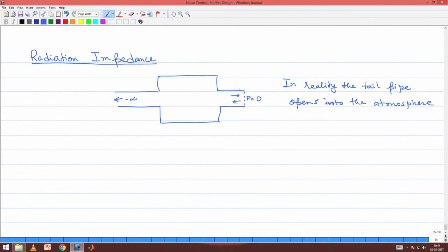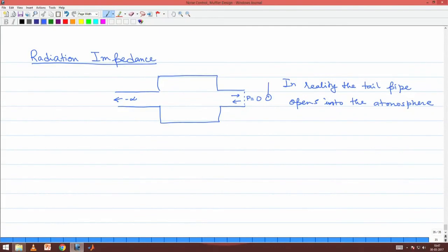So, we will correct this situation, that simplistic assumption that we have made thus far will be corrected, and we will talk about this more sophisticated condition of radiation impedance followed by the source impedance. Similarly on the other end we will have the source and we will have to account for the source impedance. So, with that we should be able to close our discussion with mufflers.